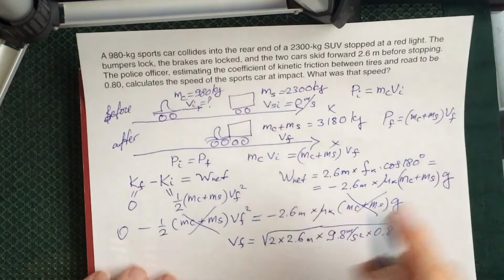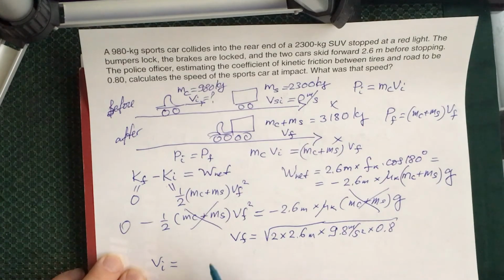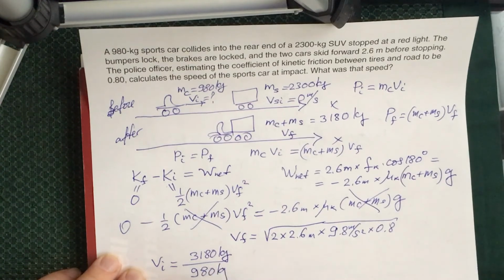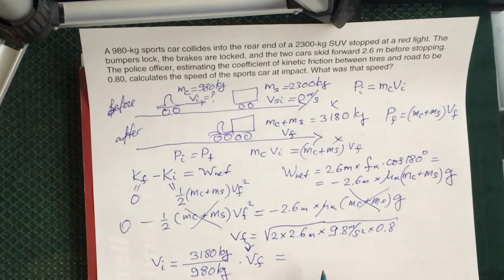Then you plug everything into the equation for the conservation of momentum, and you will see that the initial speed of the sports car will be the total mass of the system, which is 3,180 kilograms, divided by the mass of the car, 980 kilograms, times your V final, which you put here. If you do the calculations completely, you will come up with about 21.37 meters per second. We did solve the problem completely.